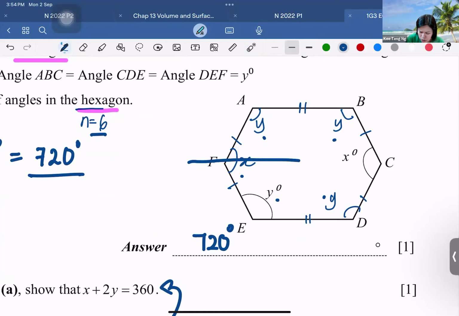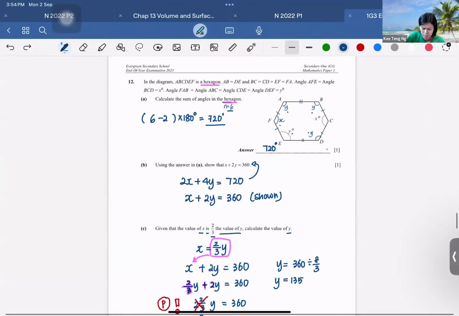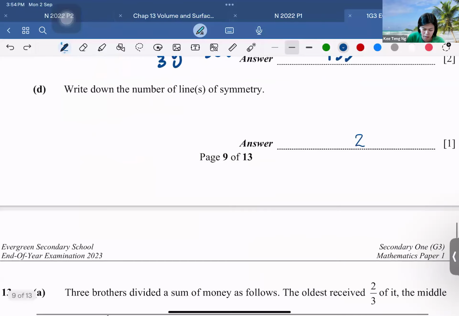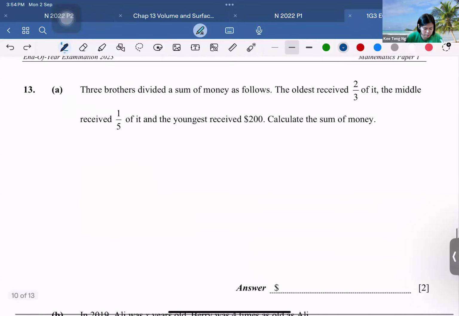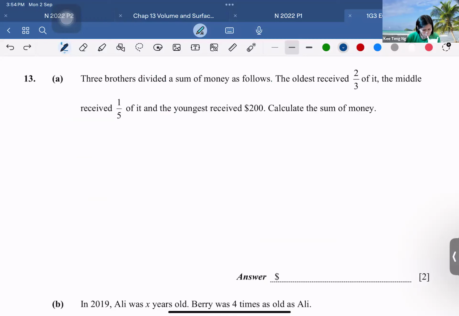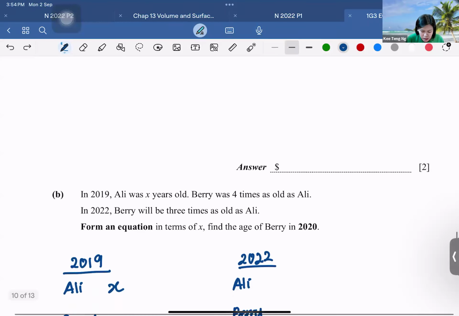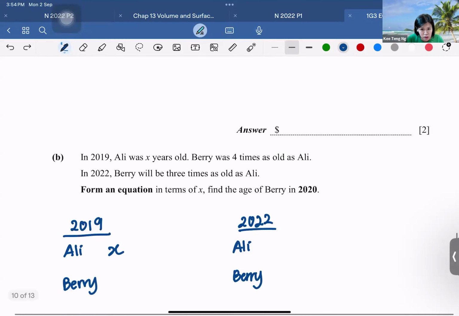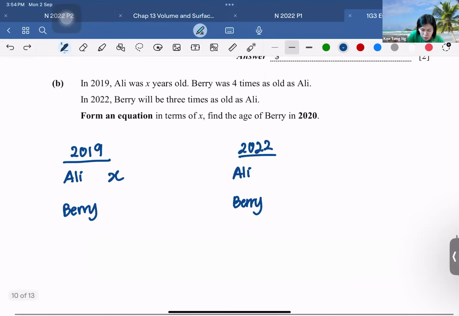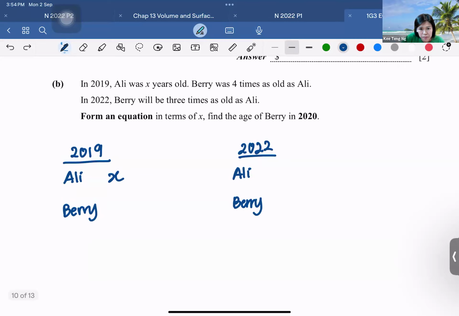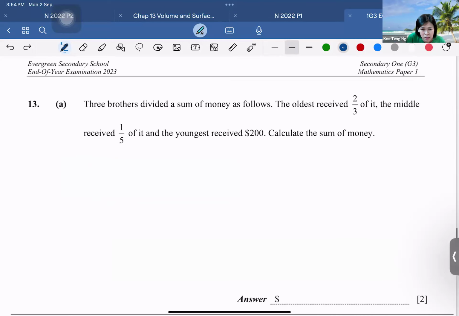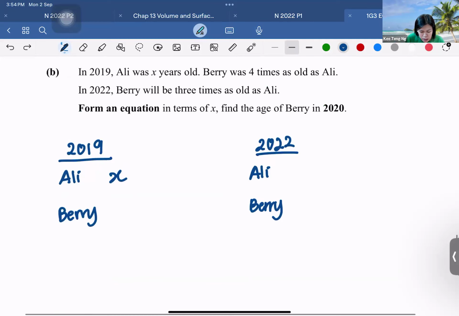Next one, this one has lines of symmetry. First line of symmetry over here, second line of symmetry over here. So there are 2 lines of symmetry. Next one. Wait, do you need me to go through this question? I think you know how to do, right? Okay, I'll skip 3A. I think you know how to do fractions, number of units and so on. Okay, next one.